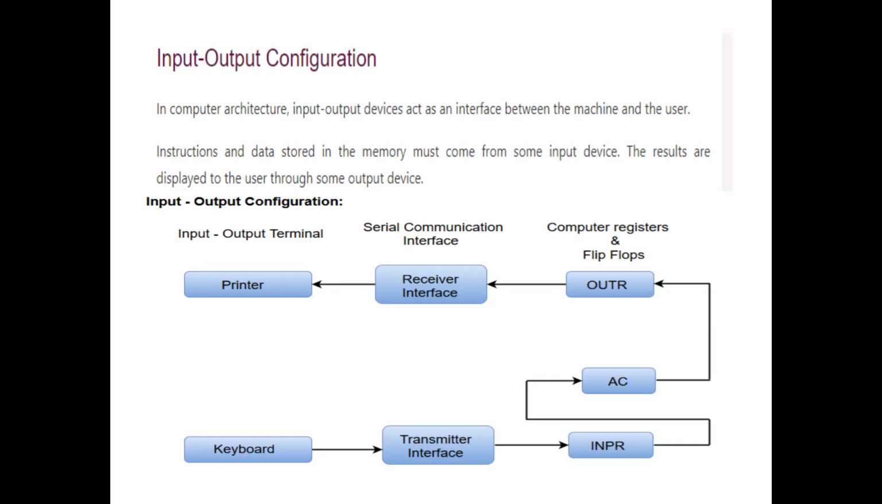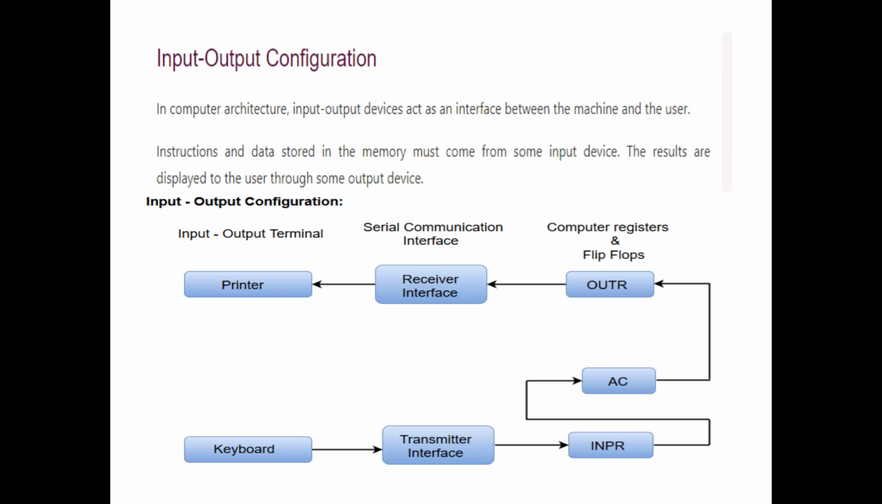So, the input output configuration. In computer architecture, input output devices act as an interface between the machine and the user. Instructions and data stored in the memory must come from some input devices. The results are displayed on the output unit.